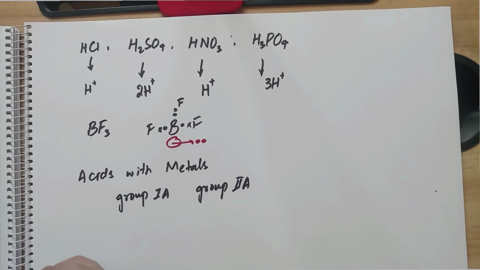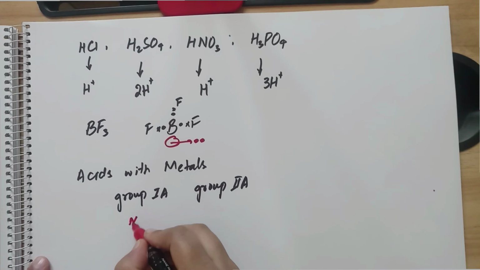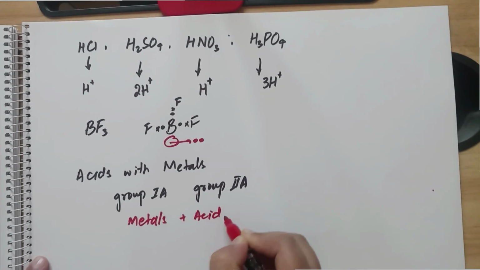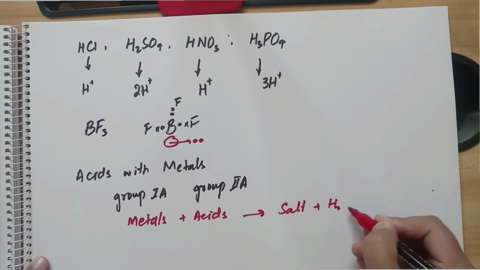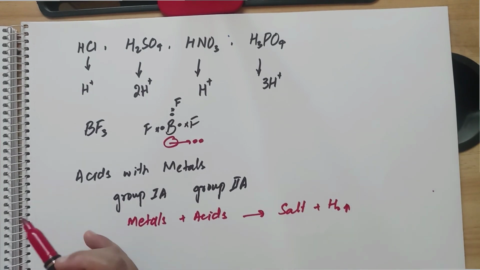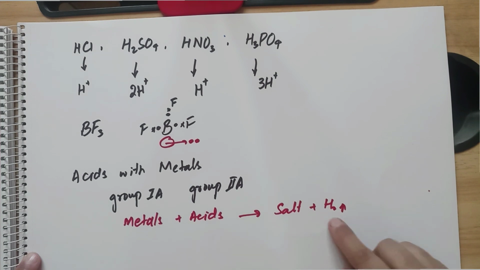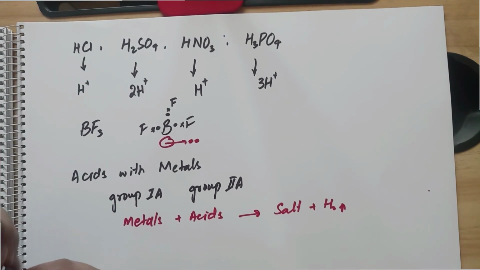The general reaction of metals with acid is: metals combined with acids give us salt and hydrogen gas. Is it clear? The bubbles observed in the solution during the chemical reaction indicate hydrogen gas escaping out from the solution in the form of bubbles. Is it clear?